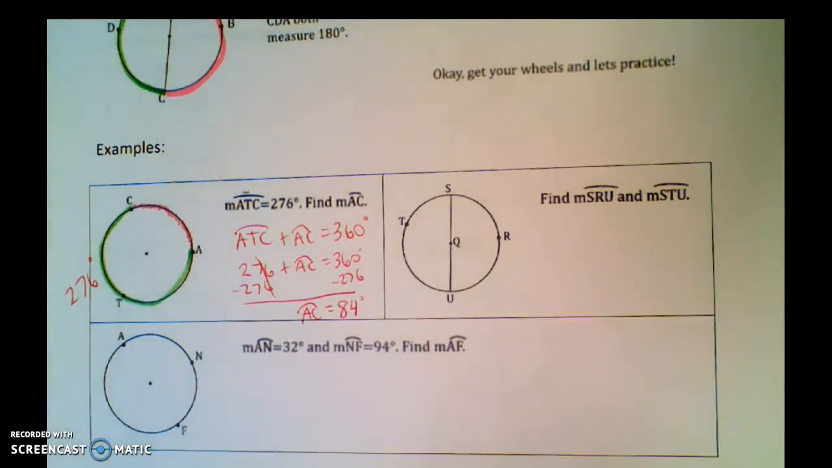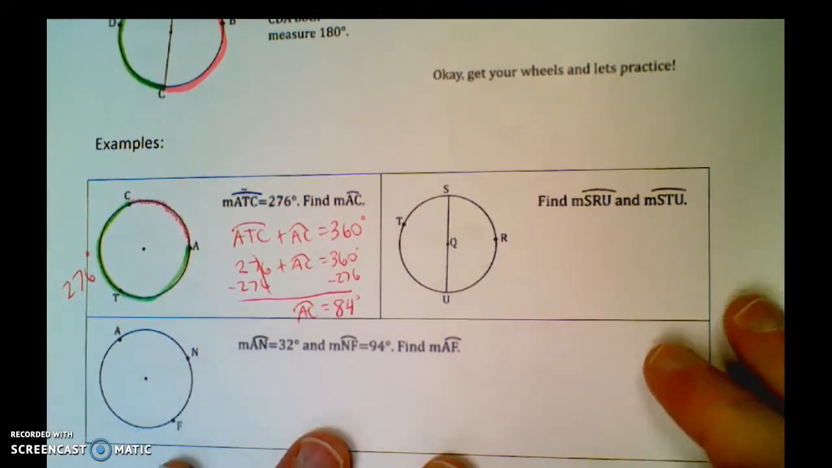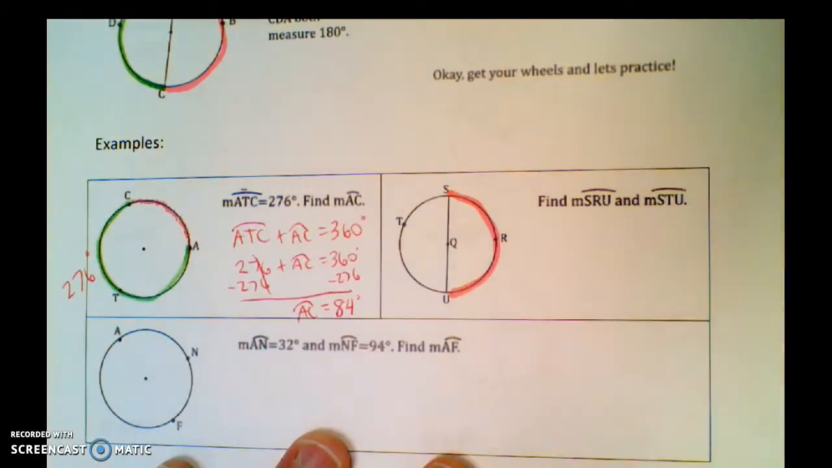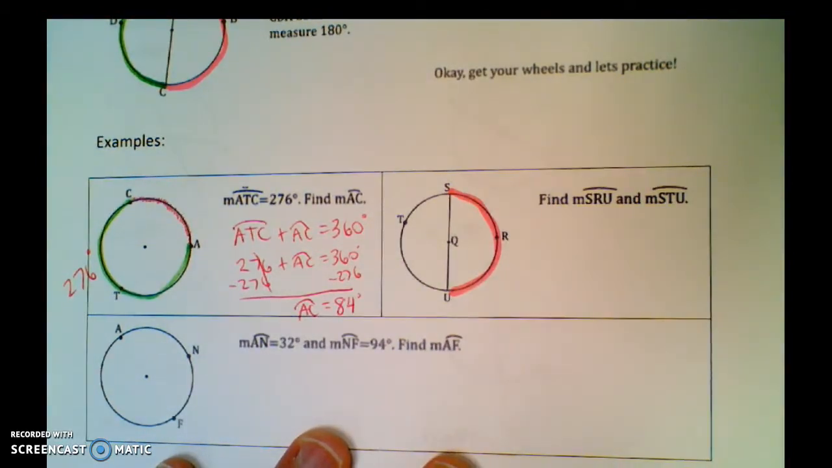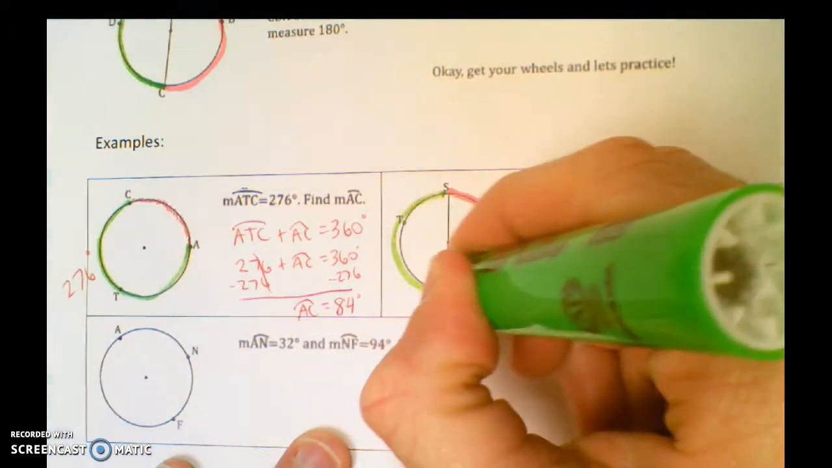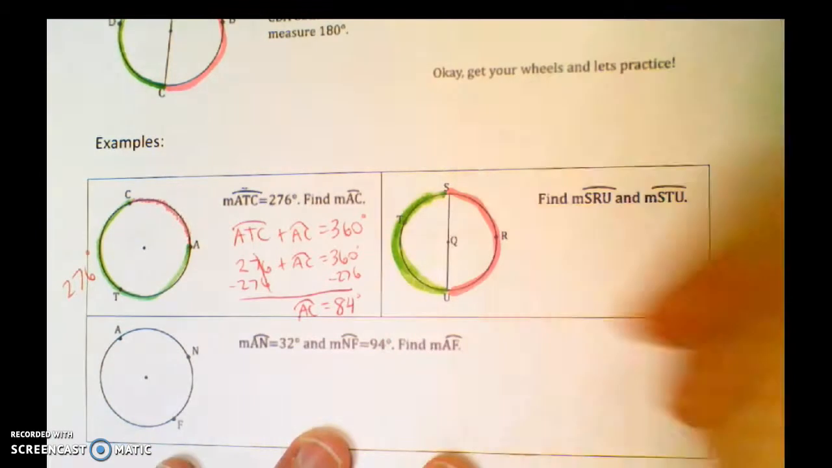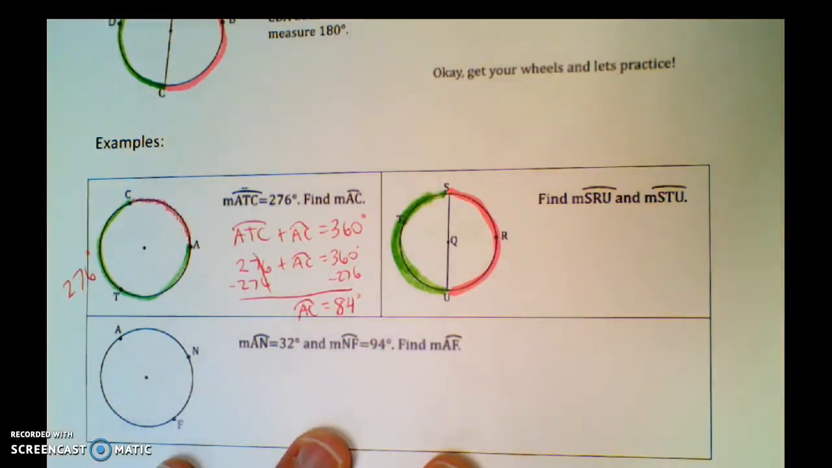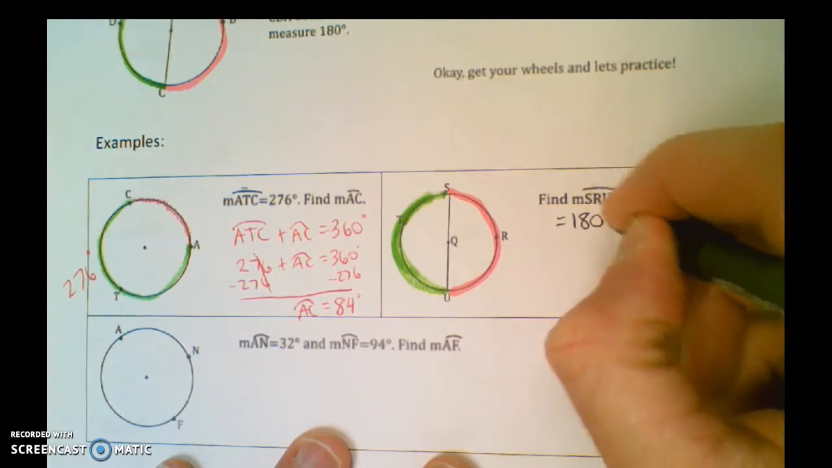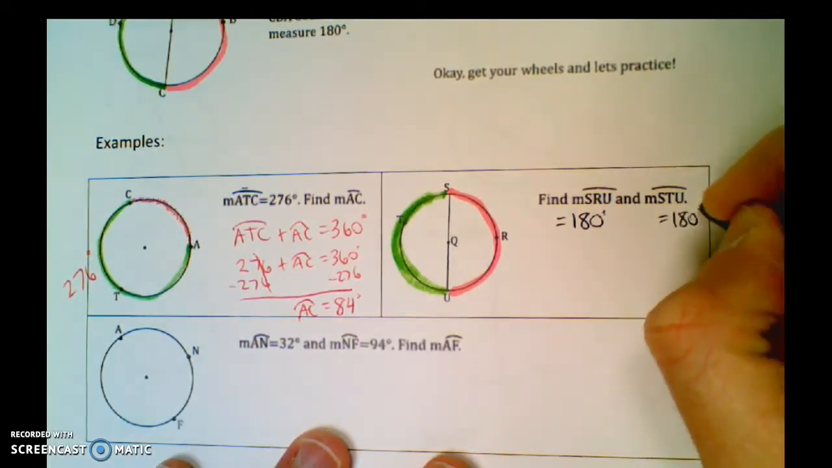In this example, it's asking you to find the measurements of SRU. So here's SRU. And the measurement of STU. So STU is the other half of this. So right away, because of my highlighting, I can tell that these are semicircles, so I know that each of them are going to equal 180 degrees. Because semicircles always add up or measure to equal 180 degrees.